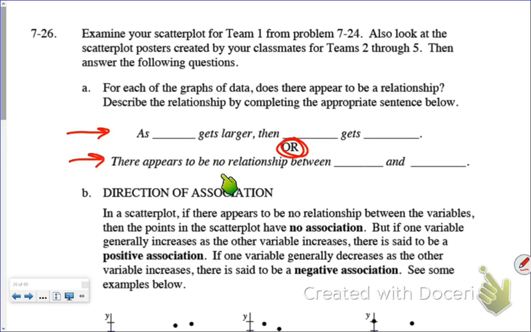Here's how we do it. This is a general description. You are not using letters. As X gets larger, then Y gets what's happening, right? You tell me. So X is going to be your X-axis title. Y will be your Y-axis title. And then you're going to tell me larger, smaller, increase, decrease. You're going to decide that.